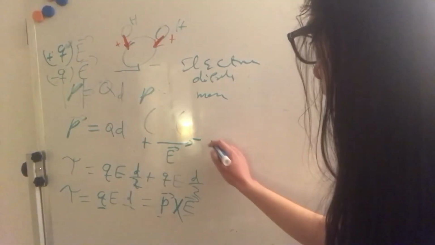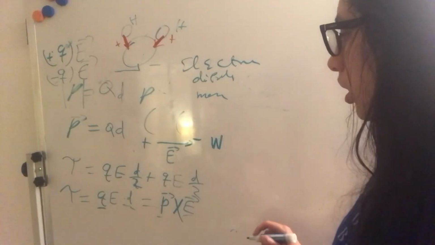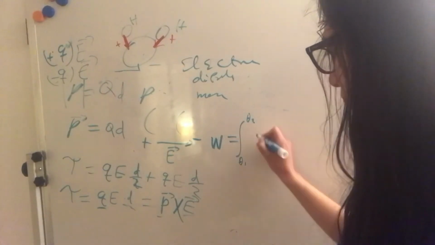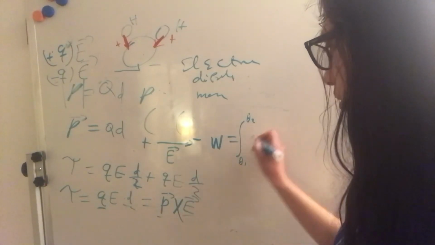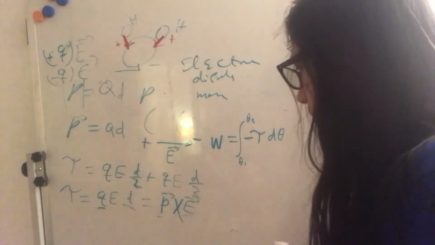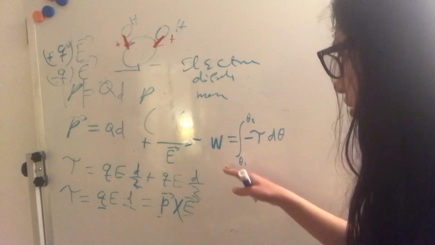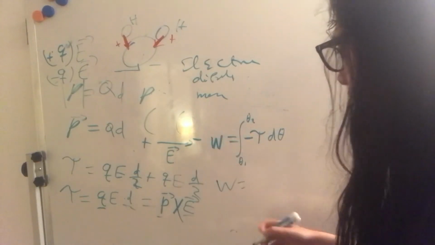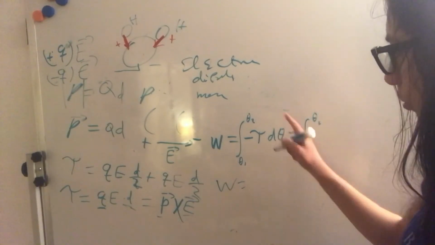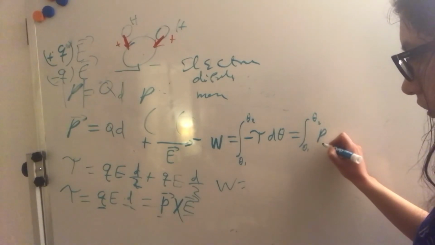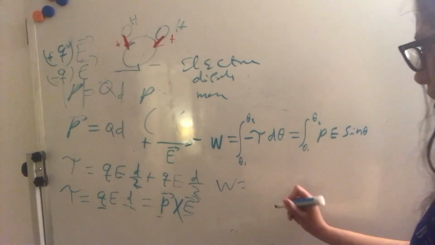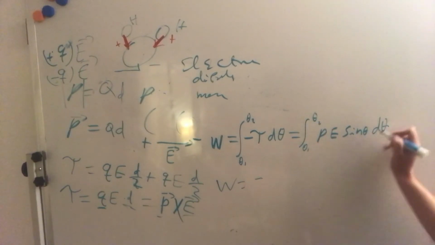And so you can think now of the work done in trying to align them, that would be the integral from theta 1 to theta 2 of the torque dot d theta. Now actually we need to put a negative sign here because the torque is going in the opposite direction, and the work done then would be the integral from theta 1 to theta 2 of the dipole moment times the electric field, and because here I have a cross product, I will put sine theta.